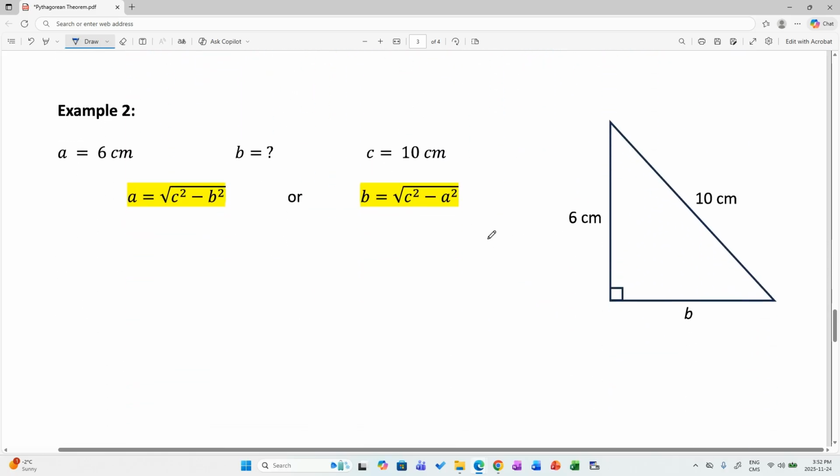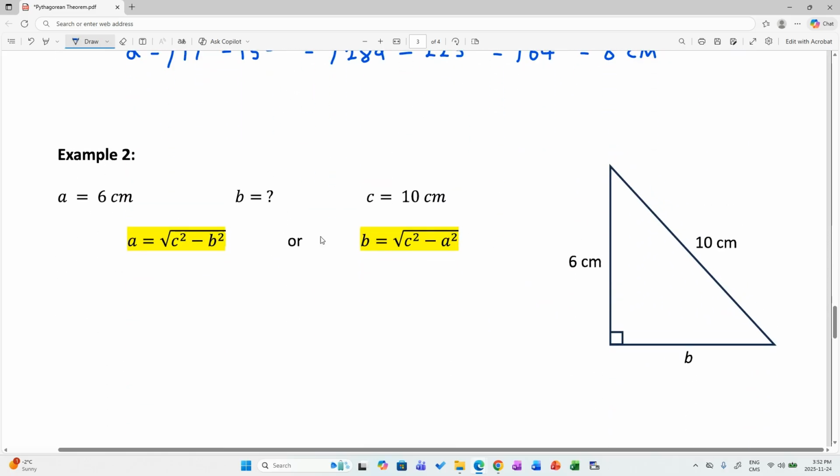Now, I have a different example. Example 2, first let's identify the longest side. So I have to circle my right angle. And after I circle my right angle, directly across from it is always my longest side. Now, my longest side is 10, and the longest side is always C. In this case, I don't know what B is, but I know that 6 is going to be A.